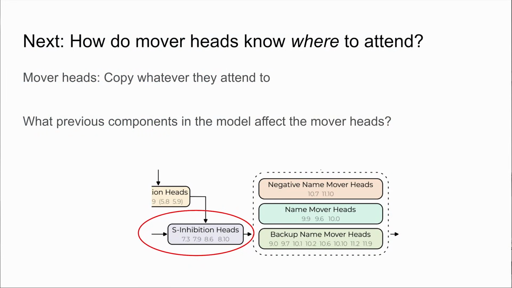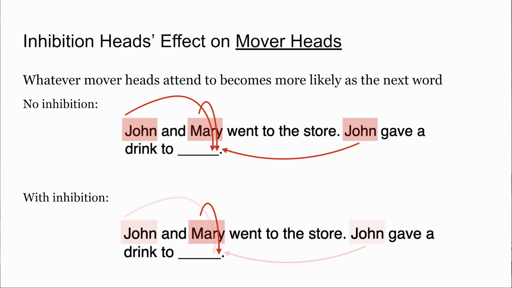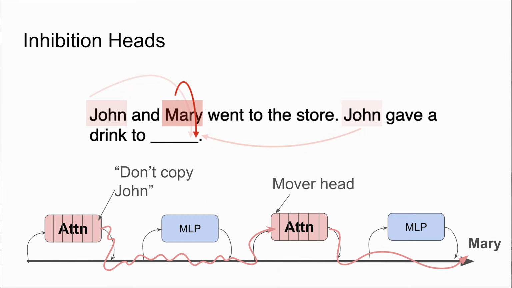And then the thing that tells them what to attend to, like where to point the query in the attention mechanism when you're doing the query and key matching, are these inhibition heads. These attend from the last token to the duplicated token, so John. So it's like, all right, I'm noticing some Johns. Let's send a signal so that later on the mover head doesn't attend to either of them. This is just visualizing no inhibition versus with inhibition. I think you get the point. The mover head attends less to John as a result.